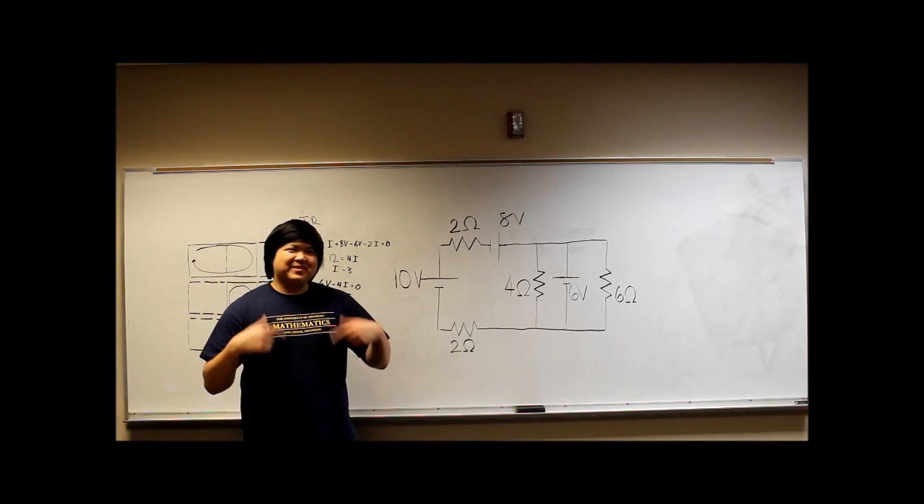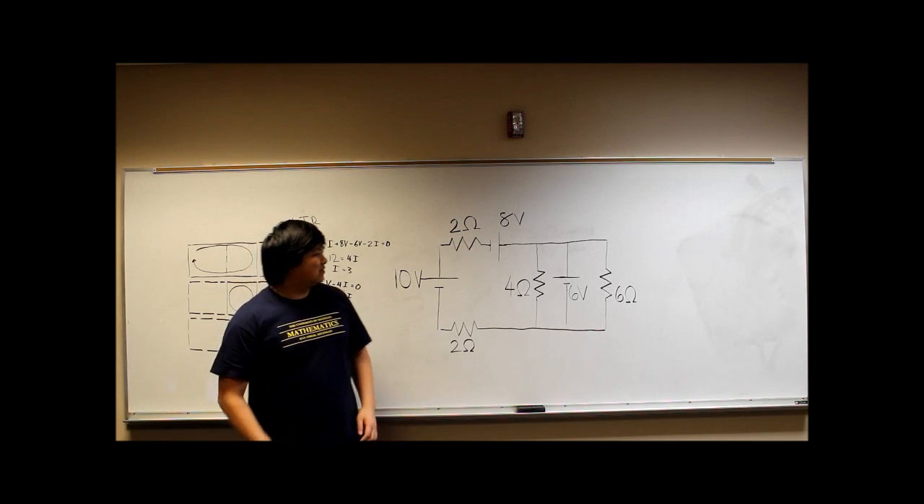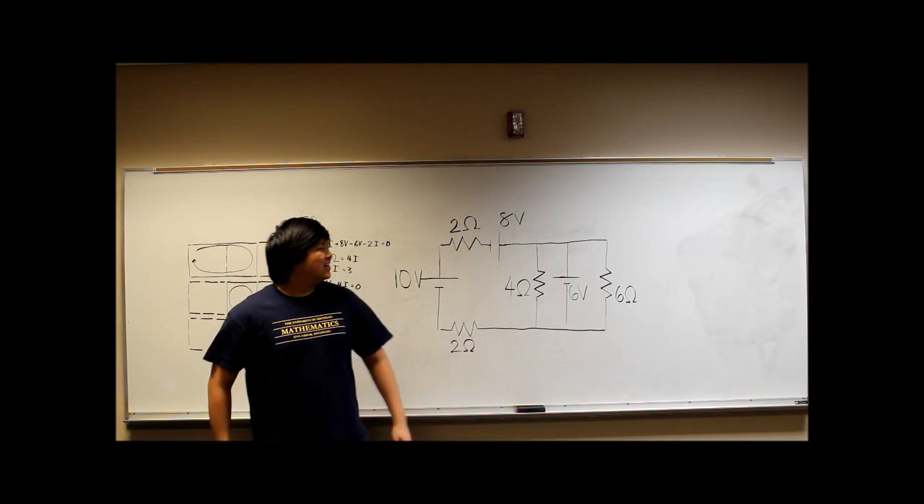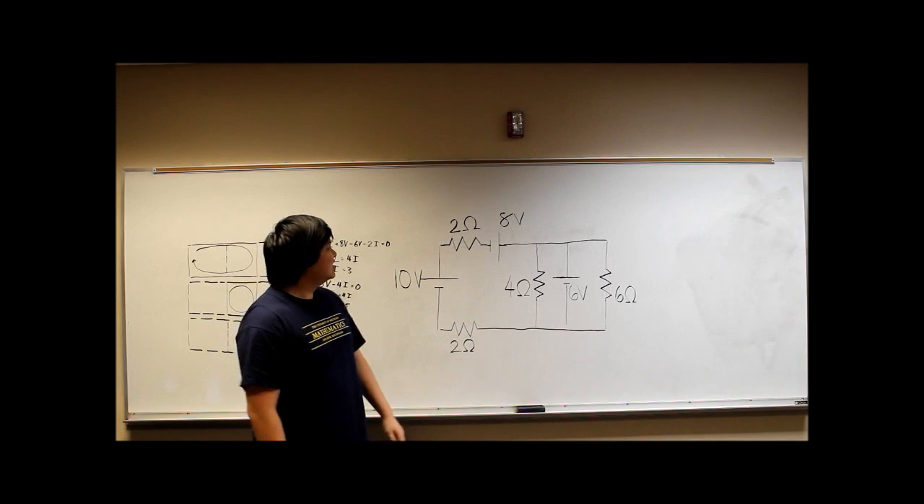Okay, my name's Alan, and I'm going to do problem 19 from the second midterm. Here's the picture, and the question is, what is the current going through the 6-volt battery? We're going to do this problem with conservation of energy, which is Kirchhoff's laws.